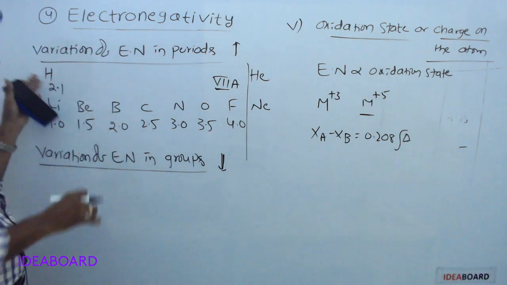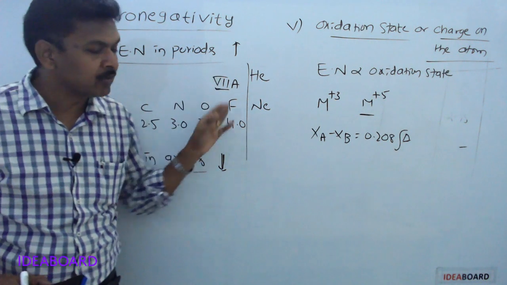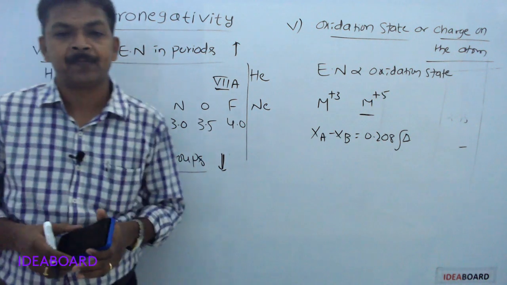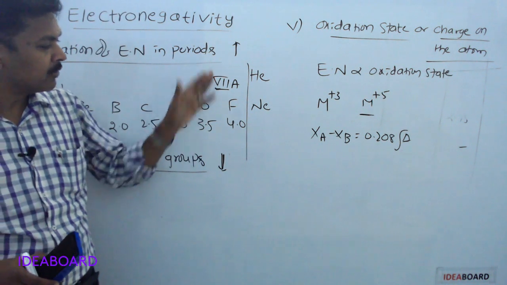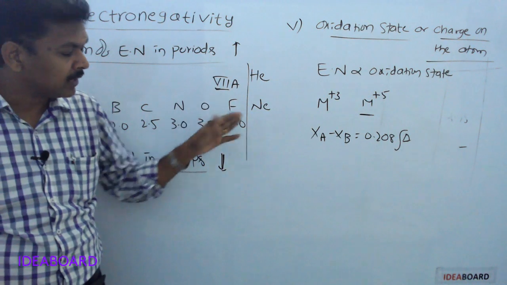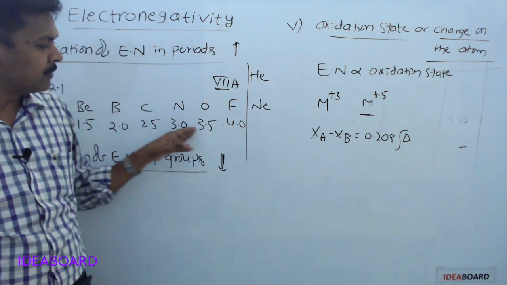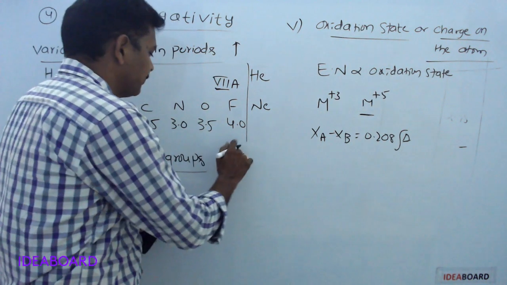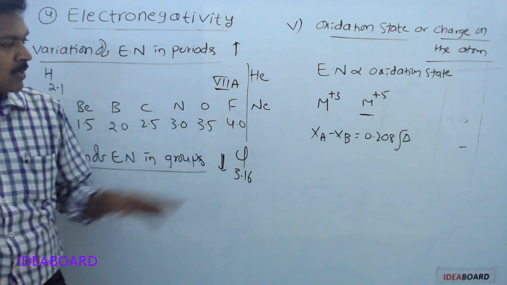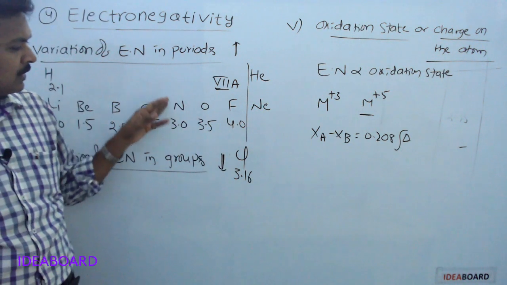Next, first A group elements have lowest electronegativity, seventh A group elements have highest electronegativity. In the periodic table, the element with highest electronegativity is fluorine. Its value is 4. Next, second highest element is oxygen. Its value is 3.5. Next, third highest element is not nitrogen, it is chlorine. For chlorine, 3.16. First highest element is fluorine. Second highest element is oxygen. Third highest element is chlorine. Fourth highest element is nitrogen.